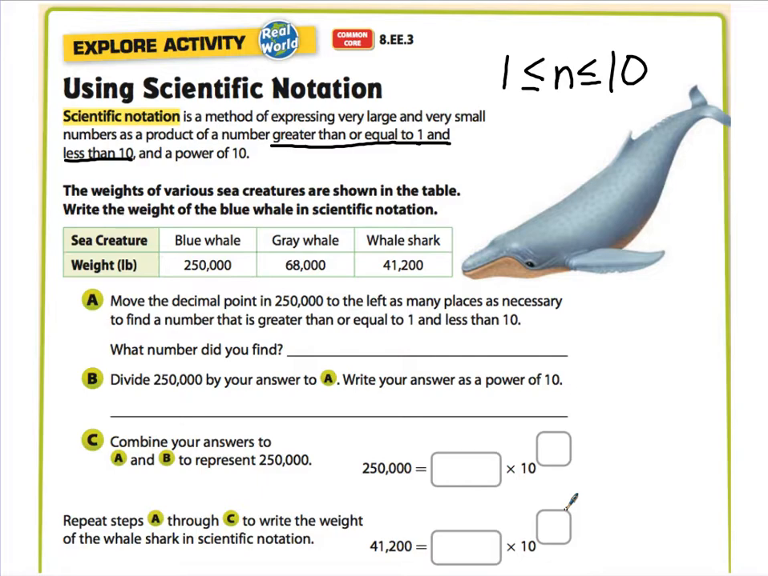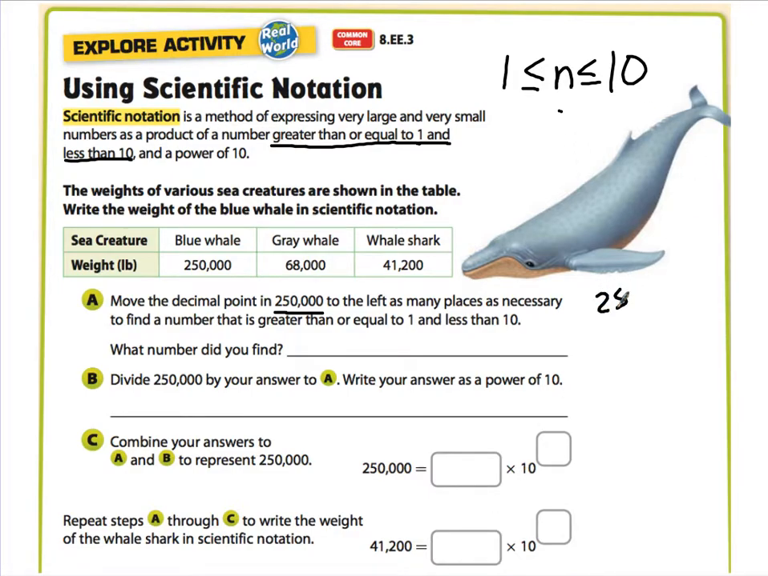All right, so let's take a look at this. We have the weights of these various creatures, all whales it looks like, and we are going to move the decimal point in the blue whale's weight, 250,000, to the left as many places as necessary to get a number that fits in here. So we need a number that'll fit between 1 and 10.